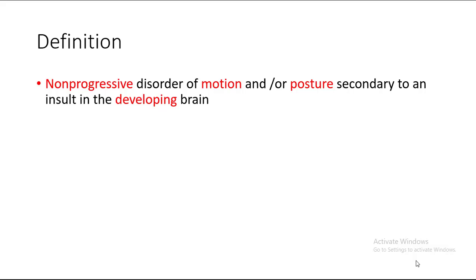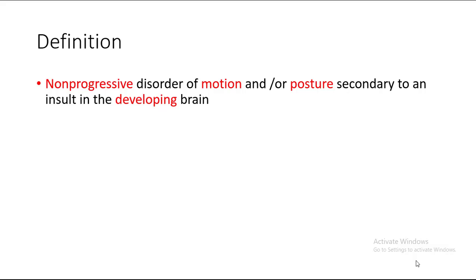It's a non-progressive disorder of motion and or posture secondary to an insult in the developing brain. You can see these red colored texts; they were colored in order to focus on these three conditions to define cerebral palsy.